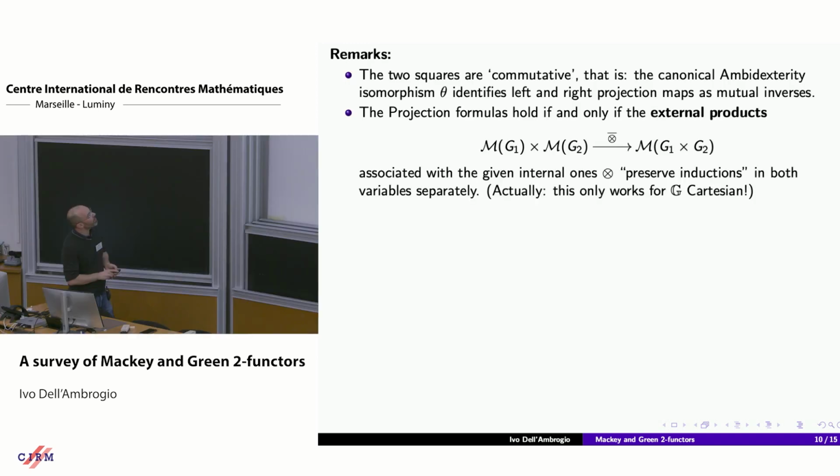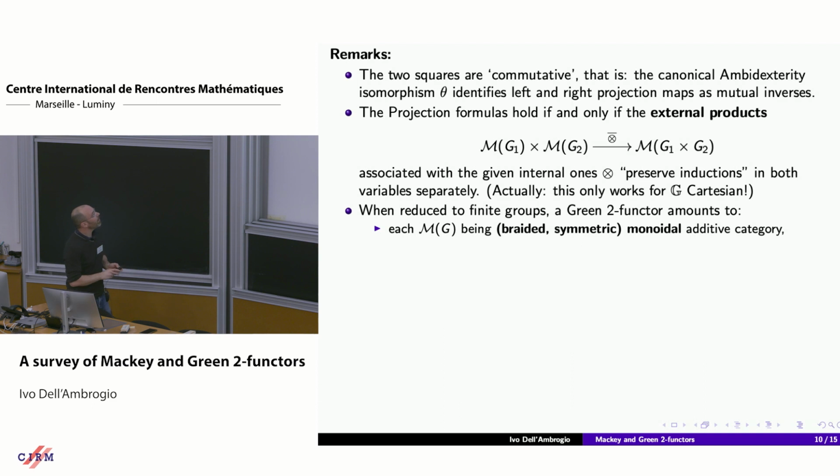All right, so this may be what I said before about external products might give some justification for these projection formulas that seem a bit mysterious at first. But then, let me also point out a bit more terre-à-terre. If we reduce to finite groups, then a Green 2-functor amounts to what?